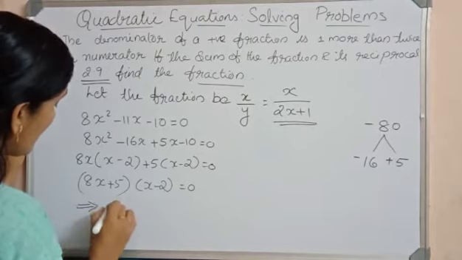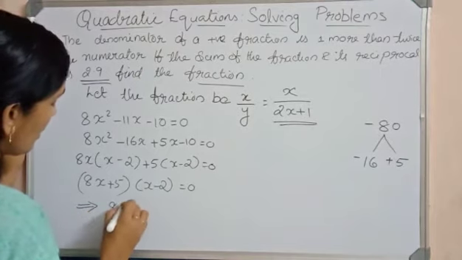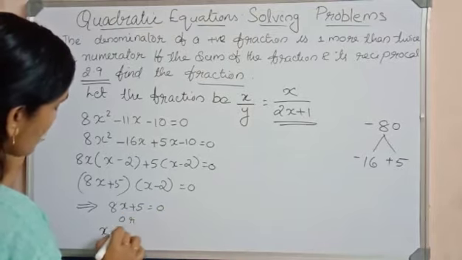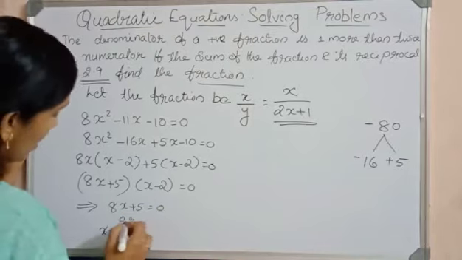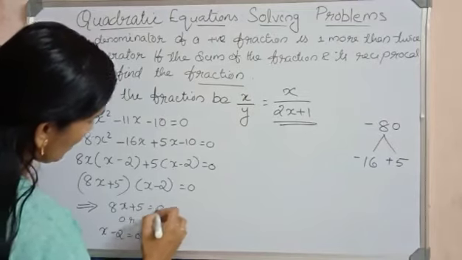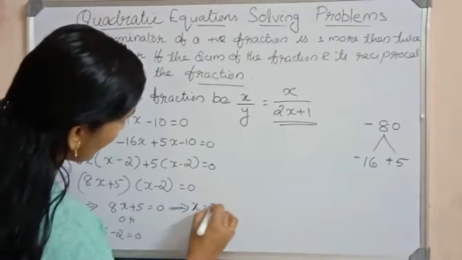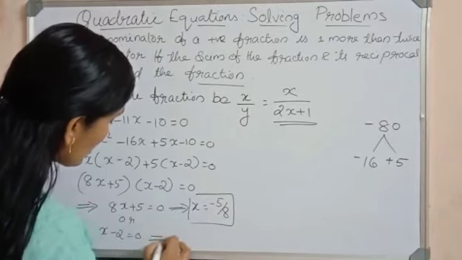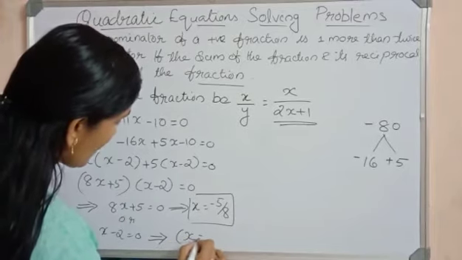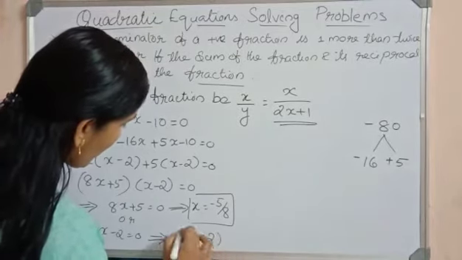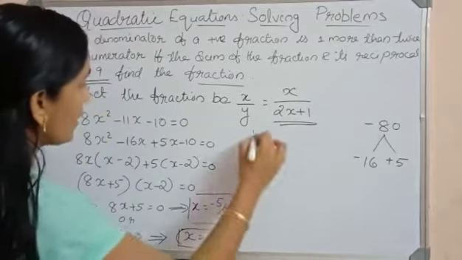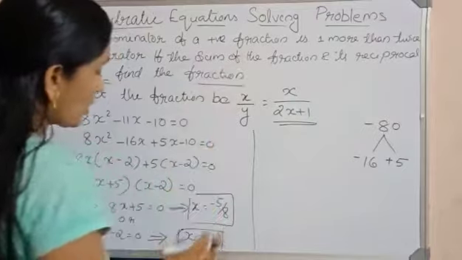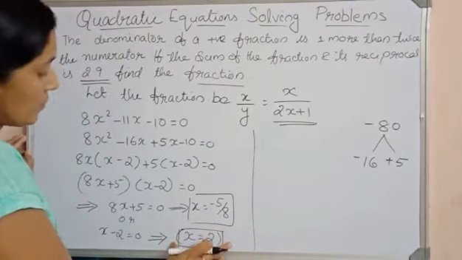This implies either 8x plus 5 is equal to 0 or x minus 2 is equal to 0. 8x plus 5 is equal to 0 implies x is equal to minus 5 by 8, and x minus 2 is equal to 0 implies x is equal to 2. We are getting two values for x here, but our question is to find the positive fraction. Therefore, we have to consider x is equal to 2.